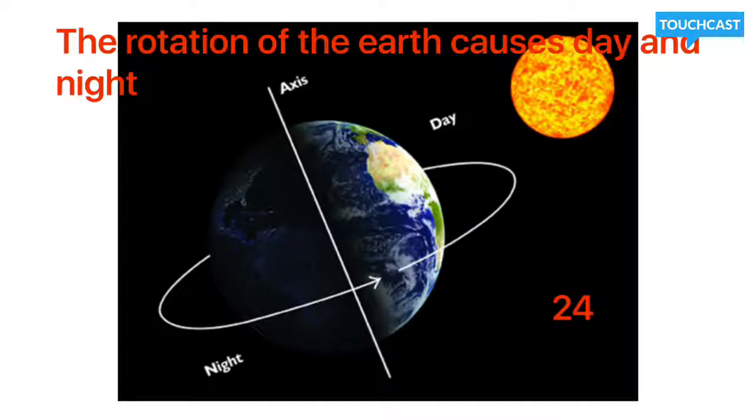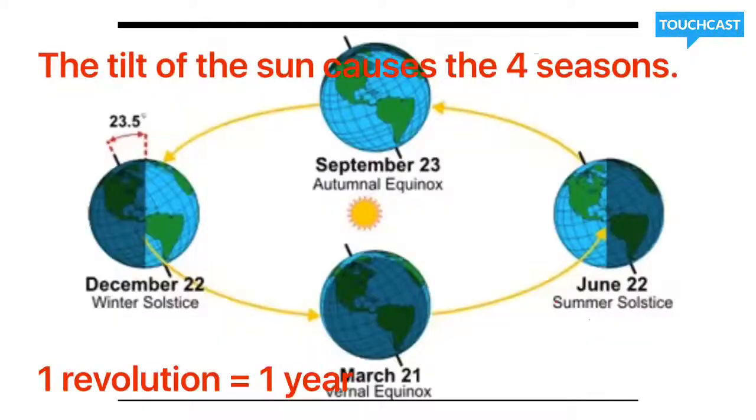Let's go ahead and look at the next one, our revolution. The four seasons are basically caused by the tilt of the Earth's axis. It's not the distance between the Earth and the Sun. As the Earth revolves around the Sun, going in a circle over one full year, the tilt causes certain parts of the Earth to be tilted towards the Sun.